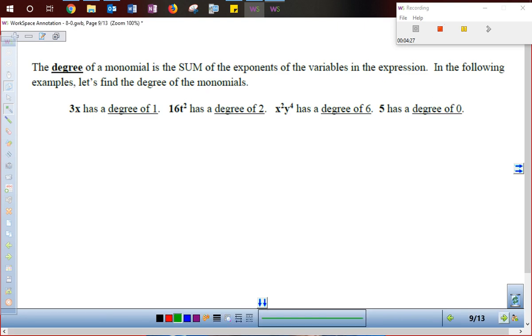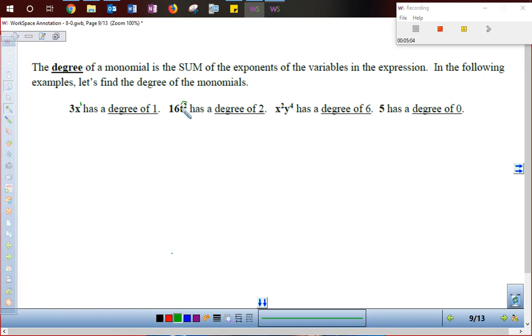Okay, now the next thing I want to talk to you about is the degree. So monomials have something called a degree, and the degree is the sum of the exponents of the variables in the expression. So in the following examples, let's look at the degrees of the monomials. So on this first one, on 3x, I want to look at what the exponent is. Well, if you'll notice, 3x has no exponent, which really means that it's an exponent of 1. Now that's the only variable in here, so that just means that my monomial has a degree of 1.